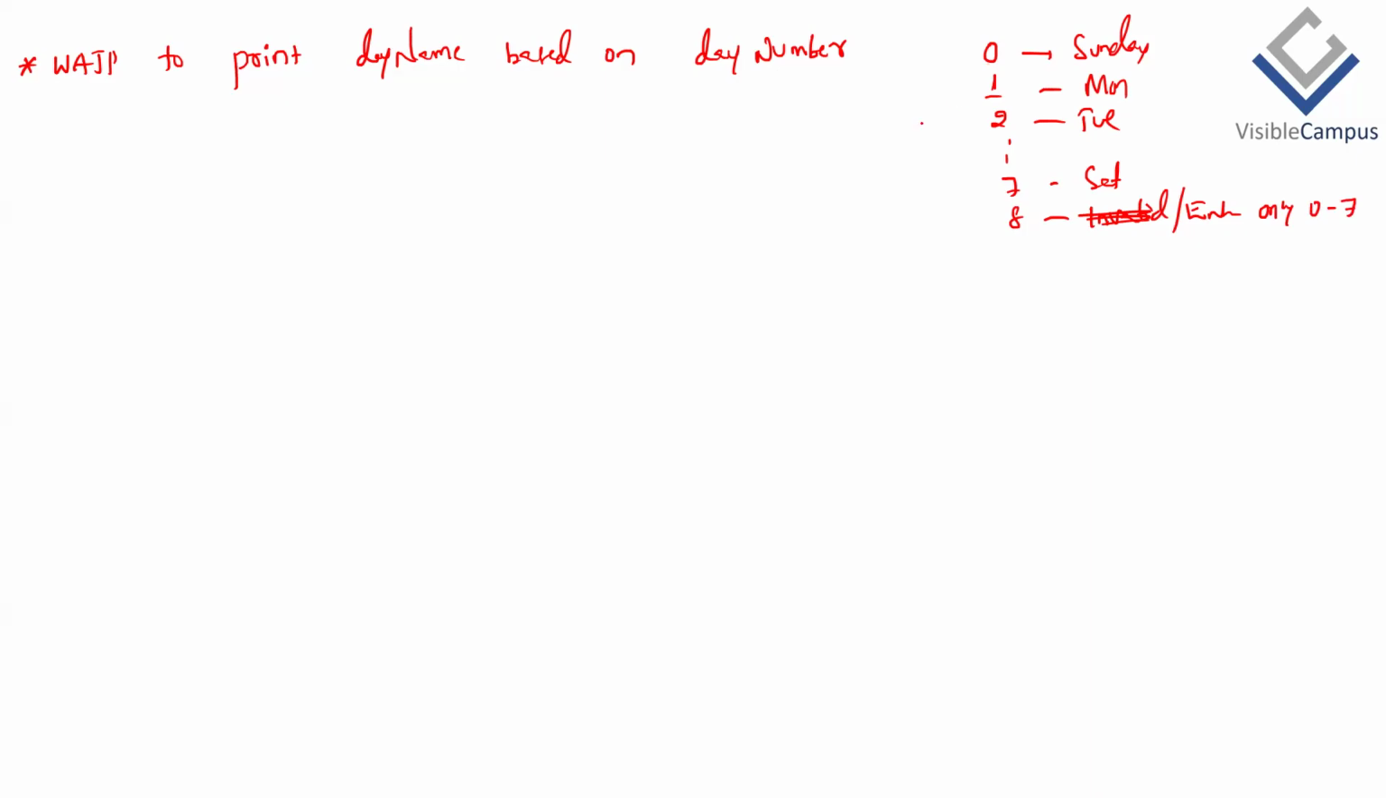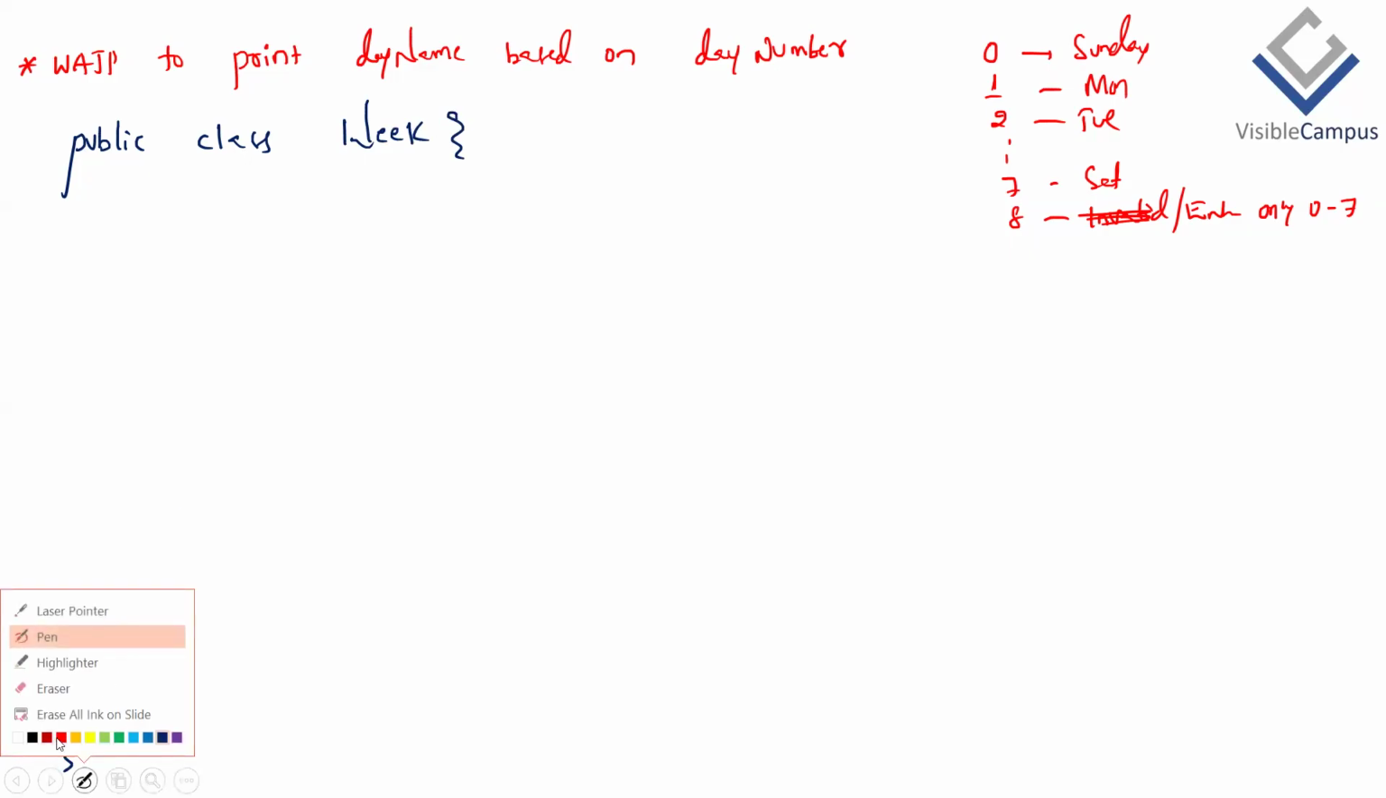Now for this, let us go for a method-based approach. On the left side, I'm taking one independent public class, with the class name, say, Week. This is my class name. Inside this class, what is the input for a method? Day number, which is an integer. What's the output? String. So what's the return type? String. Correct?